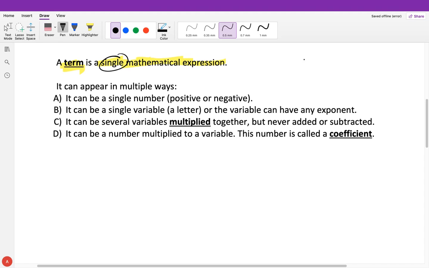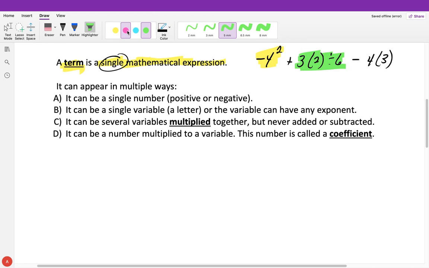So I'm going to write a problem on the board up here, which is kind of what we did in class before. If I had negative 4 squared plus 3 times 2 divided by 6, let's just say minus 4 times 3. We're going to talk about this in just a moment. When we were learning the order of operations before, we actually had a string of expressions. And remember, I talked about how we could highlight everything in between all of those plus and minus signs, and that's what we would be focusing on in each part of our order of operations, because it was breaking it down into terms or into parts. So each of these, this yellow, green, and blue, they all represent a different term within this problem.